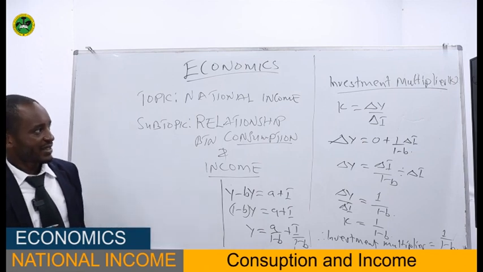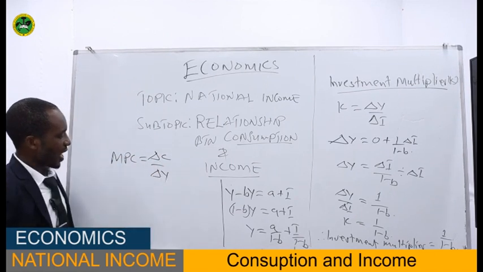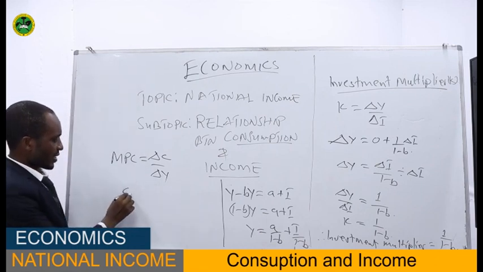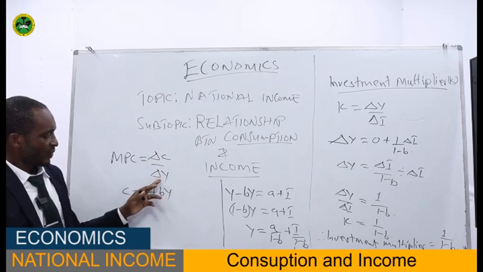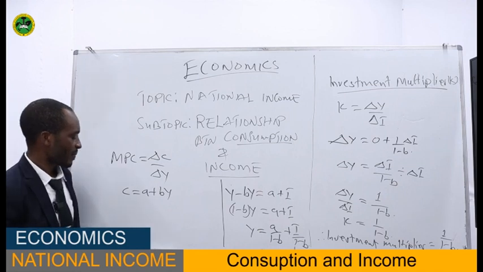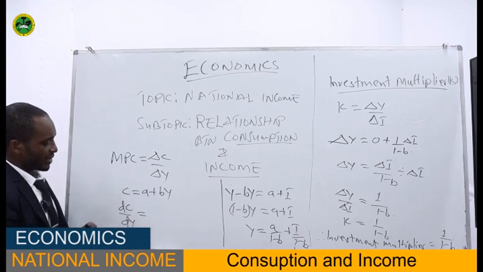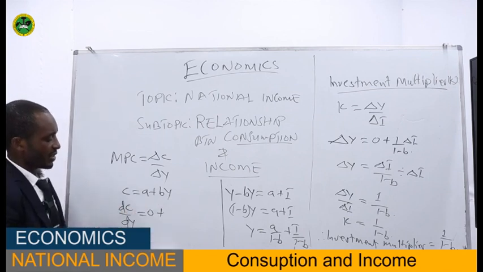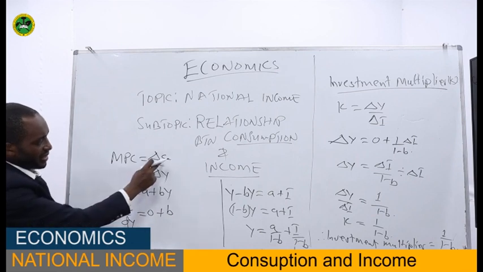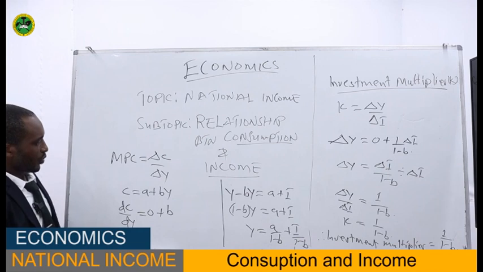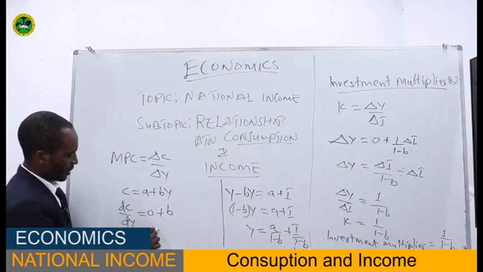Okay, another concept is MPC. We said MPC equals change in C over change in Y. Now let us consider the consumption function, C equals A plus BY. To get this change in C over change in Y, you need to differentiate this consumption function. When you differentiate, the constant will be equal to 0, and when you differentiate this, it will remain with B. So dC over dY, the same as change in C over change in Y, is the same as the MPC. So MPC will be equal to 0 plus B, which is B.